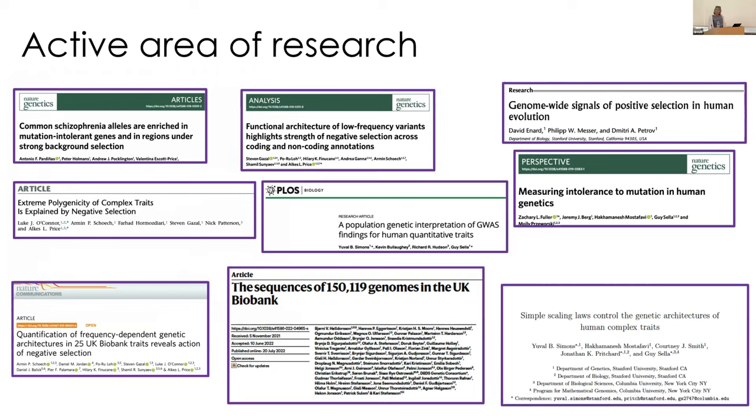Evolutionary theory applied to GWAS results is a very active area of research and not one that I'm an expert in at all. I've put up a whole series of papers. Apologies, I've missed some. The point of these is to trigger people's memories of what's out there, because many of the senior authors are here in the audience and should be contributing to the discussion.